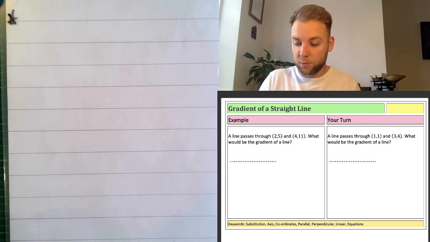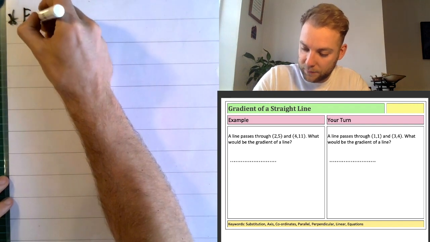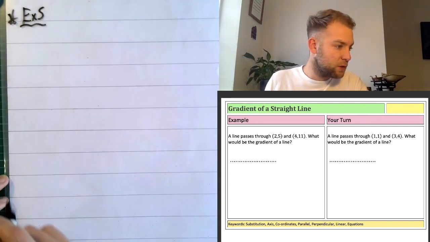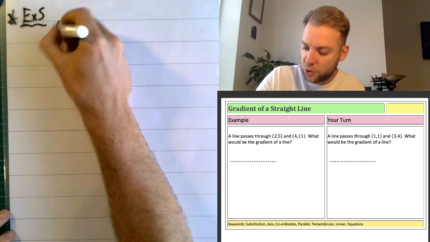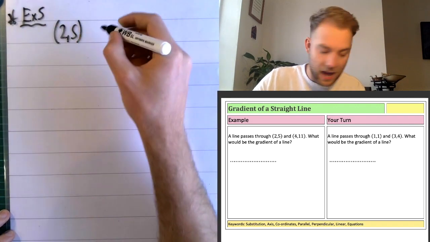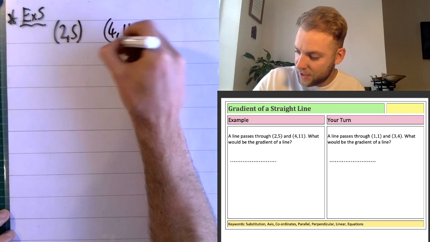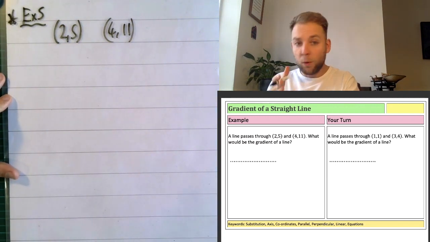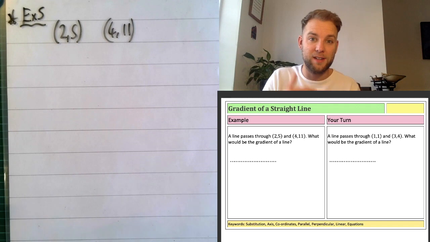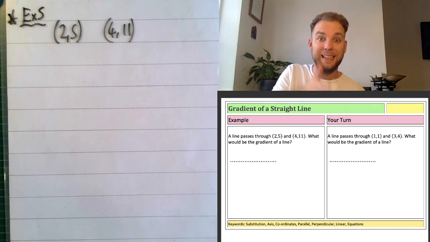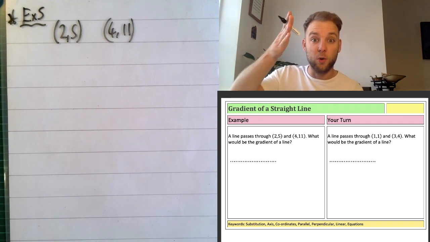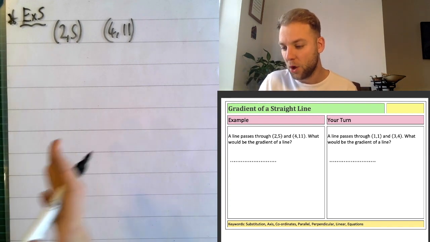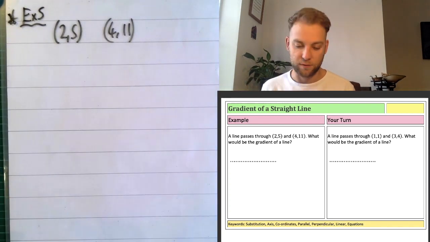Okay, so let's have a look at this one here. This one here is example 5. Now, this one here is the line that passes through 2, 5, and 4, 11. So this one here is getting a little bit trickier now. You might be able to spot why. With the ones we've looked at previously, we were starting at 0, 0 and then going to coordinates, so it's quite easy. But this time, we're starting at 2, 5, and going to 4, 11.